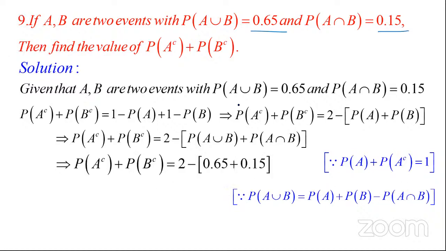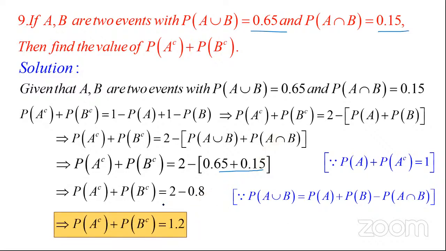So then substitute there. P of A complement plus P of B complement equals 2 minus 0.65 plus 0.15, that is the value of P of A union B plus P of A intersection B. So 2 minus, this value is nothing but 0.8, so from this one you can get P of A complement plus P of B complement equal to 1.2. This is the answer. So just use the addition probability theorem and transform to the required one. Okay.